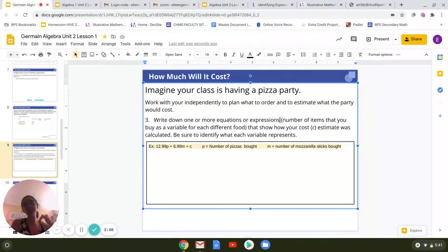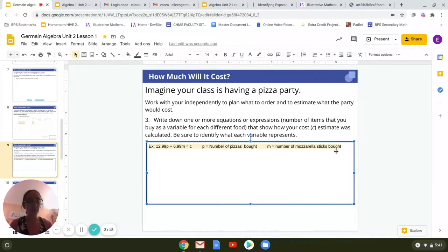So, for example, that shows how the cost C estimate was calculated. Be sure to identify what each of these variables represent. You can do it one of two ways. You can create one big expression of adding up all of the things that you're buying, or you can do separate, like if you were here, you could also write it as $12.99 P is equal to the cost of that first one.